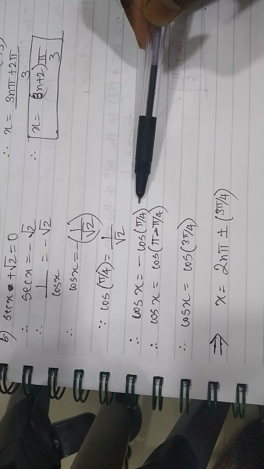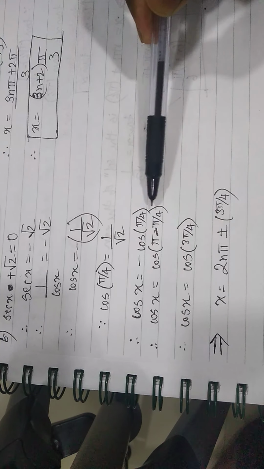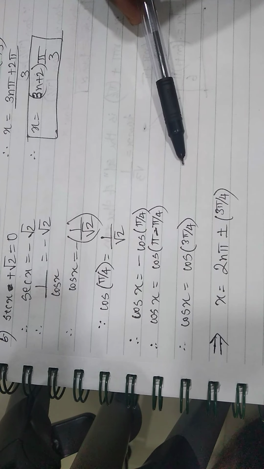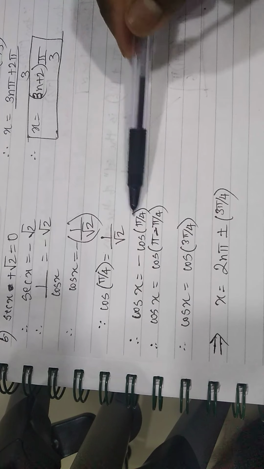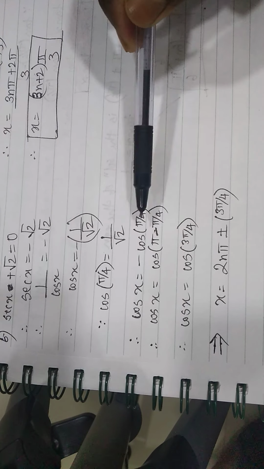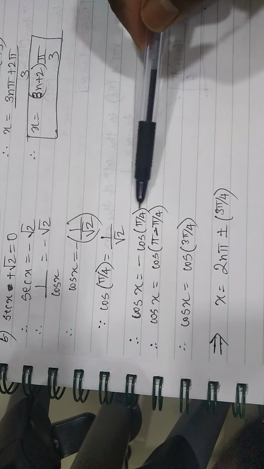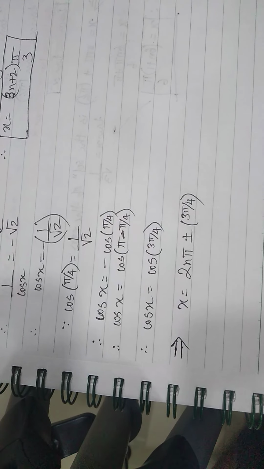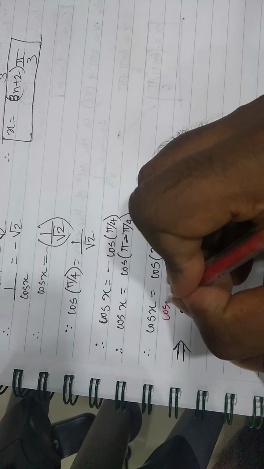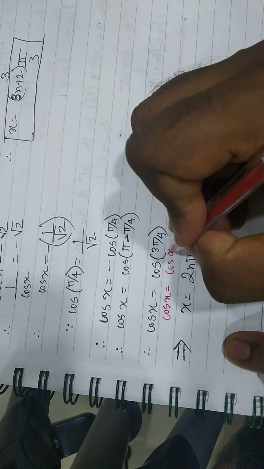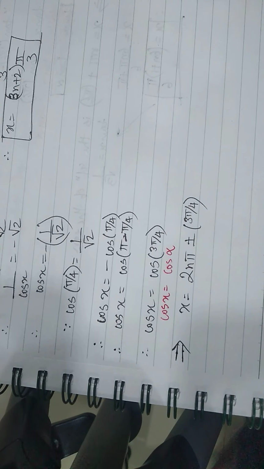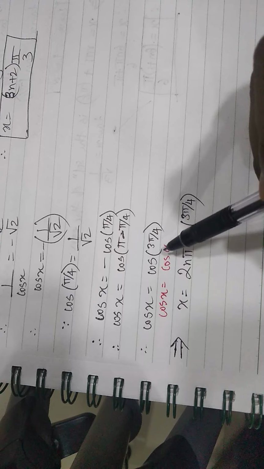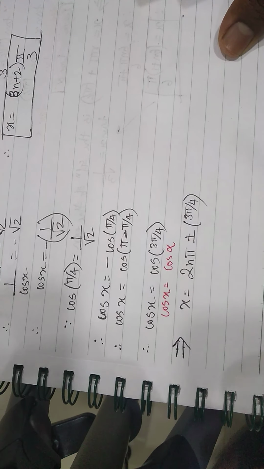I hope this problem is clear so far. As you see, cosine is going to be negative when the angle is in the second or third quadrant. So we take the second quadrant angle, which is pi minus pi by 4. So cos of pi minus pi by 4 is minus cos pi by 4. You will get cos 3 pi by 4. So alpha in our case is 3 pi by 4. So you will have cos x equal to cos alpha, where alpha is 3 pi by 4. The general solution of that is x equal to 2n pi plus or minus 3 pi by 4.